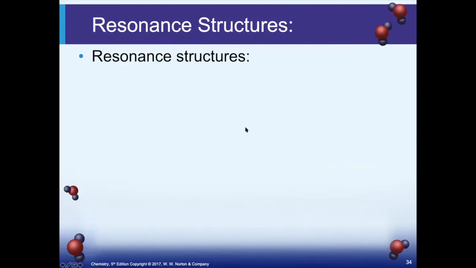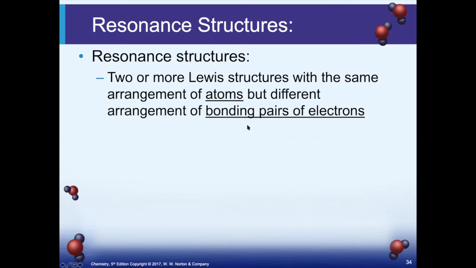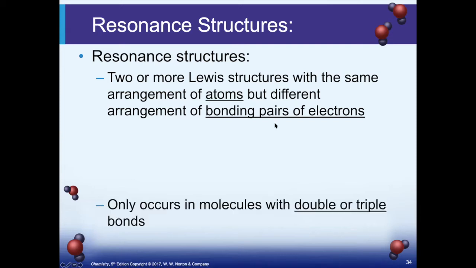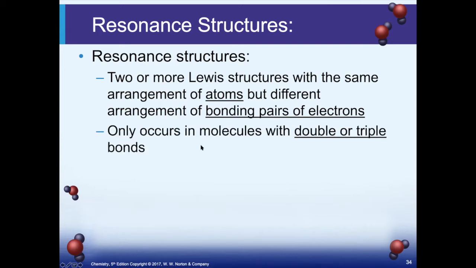Okay, so our next discussion is about this thing called resonance structures. Resonance structures are defined as when you can draw 2 or more Lewis structures with the same arrangement of atoms, but a different arrangement of bonding pairs of electrons. So all the atoms are in the same place in 2 or more structures, but the bonding pairs of electrons look different. You will only find resonance structures when you have molecules that have double or triple bonds.